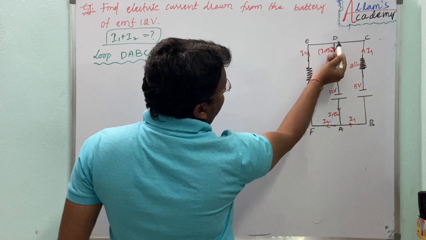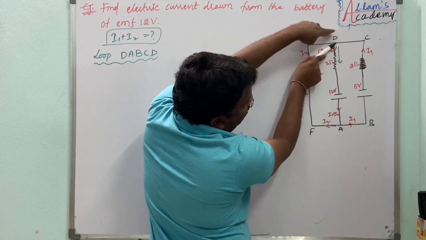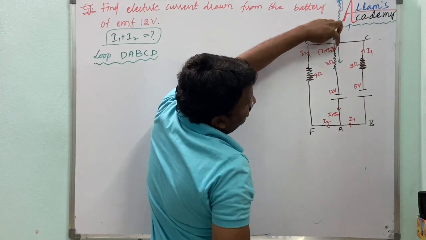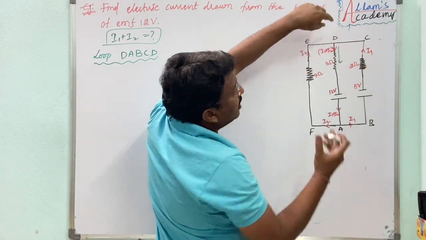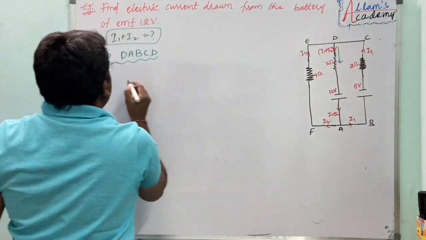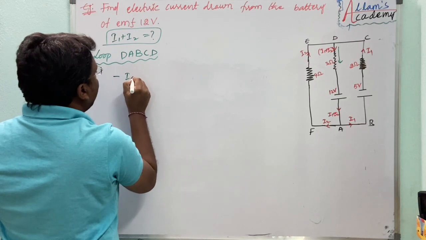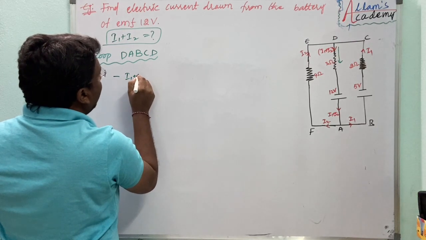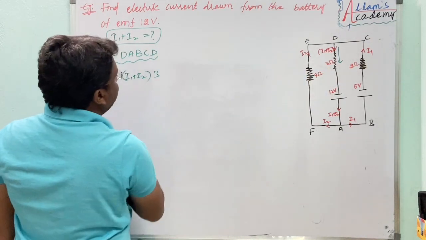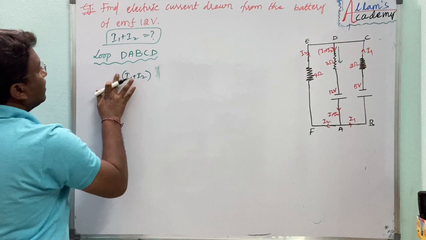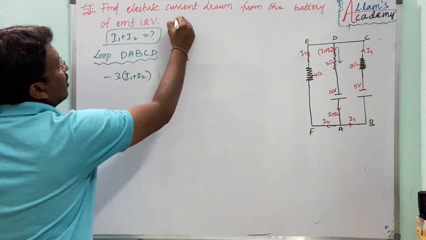A loop is considered from D to A and E to B, C. So we are moving in this direction. Here the flow of current and this both are in the same direction. In such a case we have to take minus. So minus, I1 plus I2 is the current, into resistor 3. So I will write it like this: minus 3(I1 plus I2), from V equal to IR.